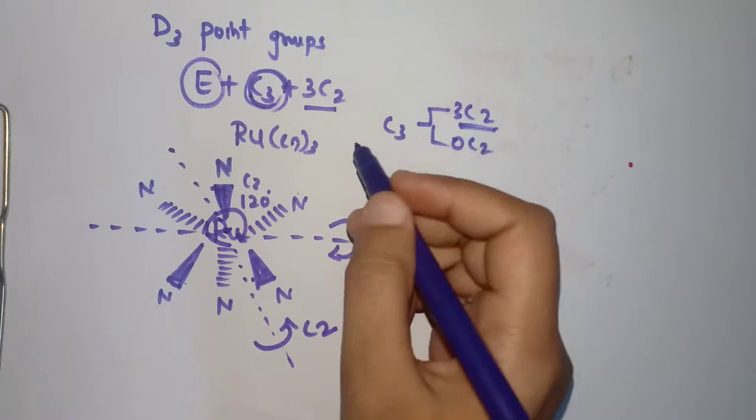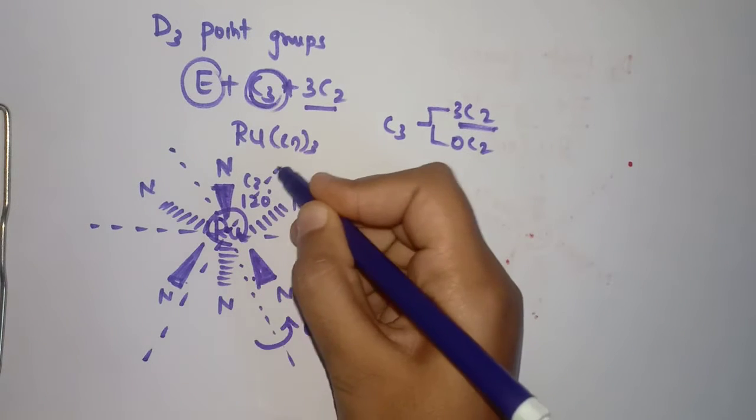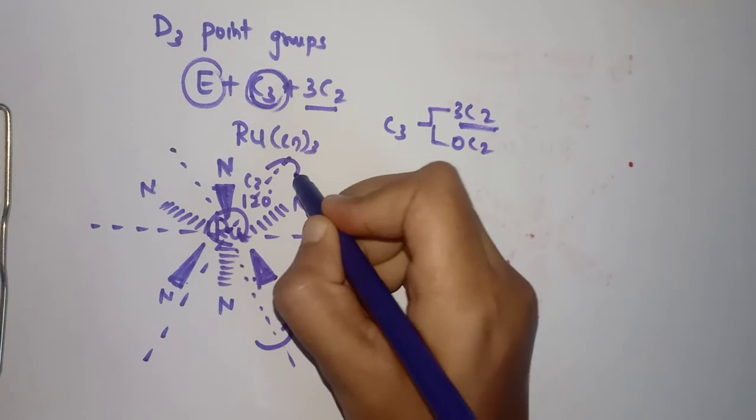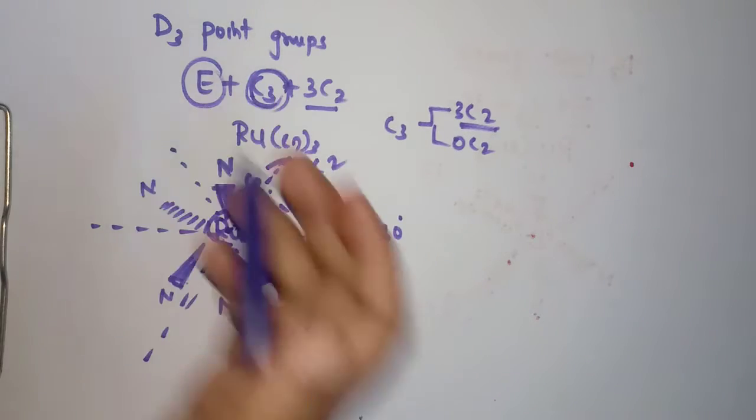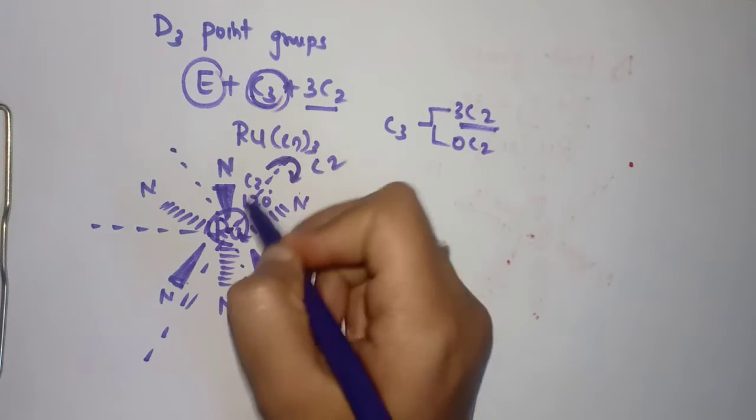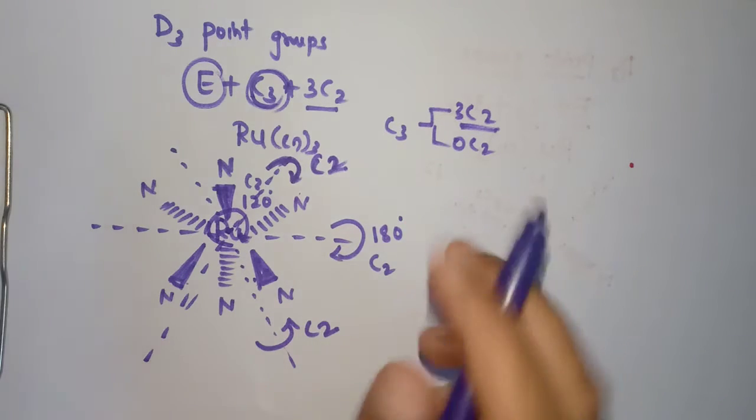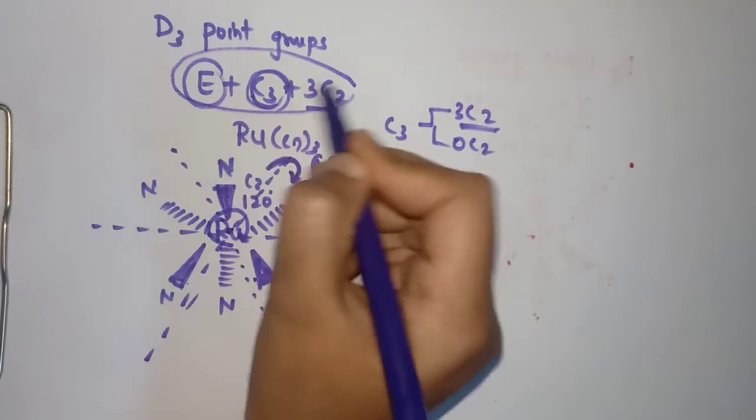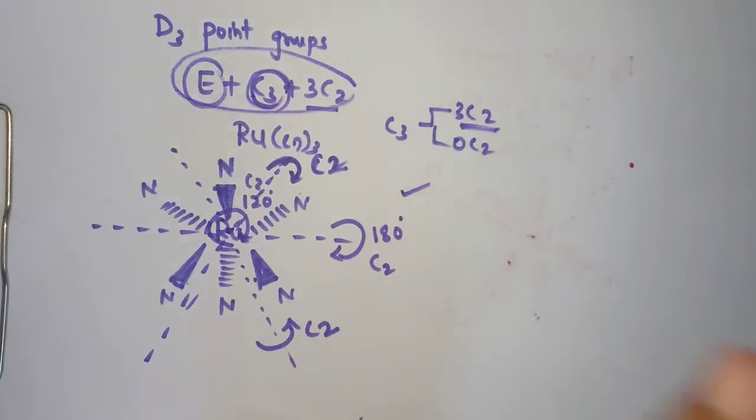And next, if I pass the axis like this, C2, see here, it is the axis. These are the 3 nitrogens and these are the 3 nitrogens. If I pass the axis here and perform the C2 operation, here also I am getting the virtual configuration. So for the D3 point group, the symmetry elements are E plus C3 plus 3C2. It is very, very important.